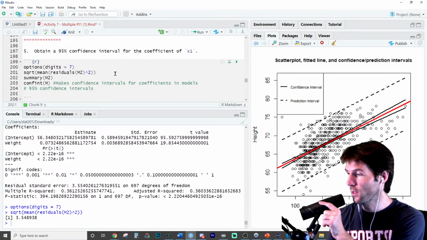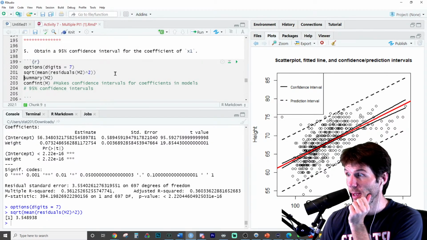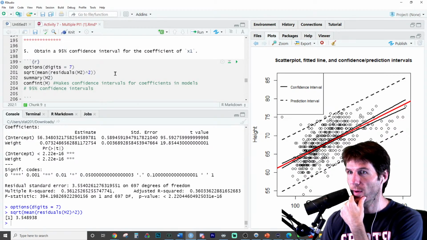And that's the root mean squared error. Oh, no worries. That's the root mean squared error. So literally, mathematically, that's what it is. The root mean squared error. And so I'm just doing extra things to carry digits right there.